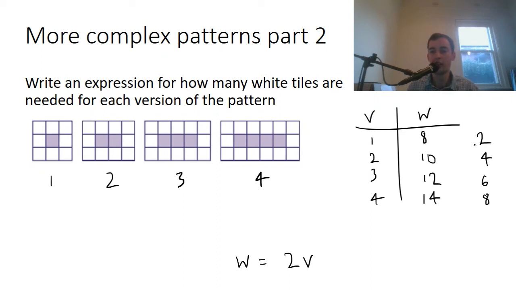So if we've worked out one part of the pattern, which is 2V, we still need to work out the other part of the pattern, and we get that by thinking about how do I get from here to here? For all of these, you have to add on 6 tiles, don't you? So 2V plus 6.